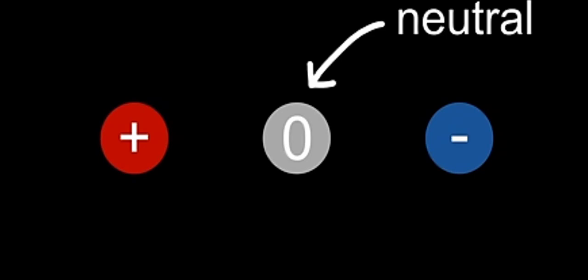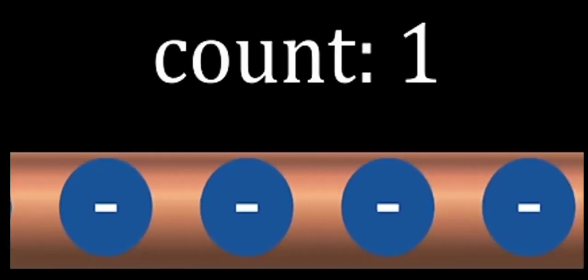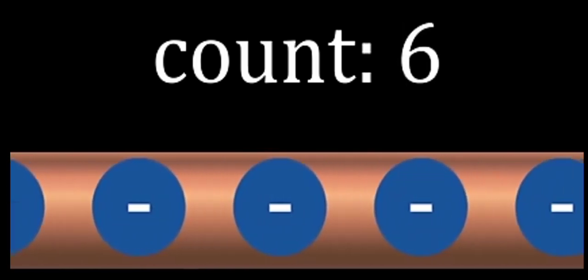Objects have a fancy something called a charge. It can be positive or negative, or if you have the same amount of both, an object is neutral. Electrons have a single negative charge. The flow of electrons is called electric current. To describe it, we use three parameters: current, voltage, and resistance. Current is the amount of electrons passing through a wire in a given amount of time.